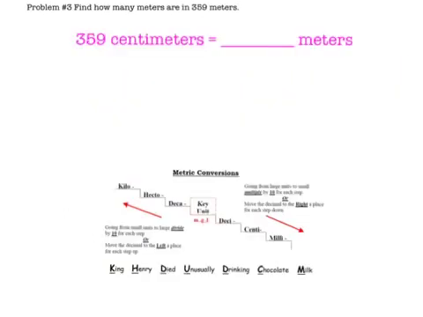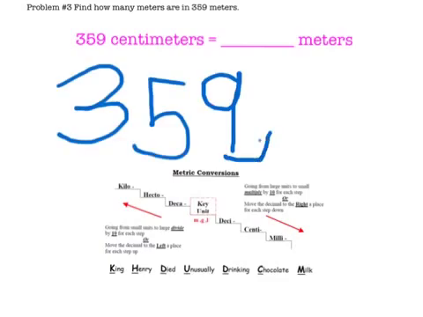This time we see that the only way to get from centimeters to meters is to move the decimal point to the left. As we go to the chart, we see that we must move the decimal point 2 steps to the left to reach meters. Now let's do it out and work out our answer. 1, 2. Our answer is 3.59 meters.